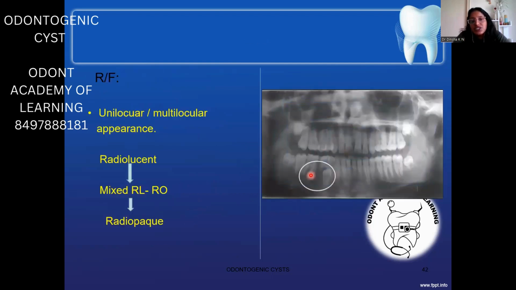Radiographically, initially the lesion appears either unilocular or multilocular, which is completely radiolucent initially. As the lesion progresses, you can see mixed areas of lucent and opaque areas. And as it matures more, you see more radiopaque areas.